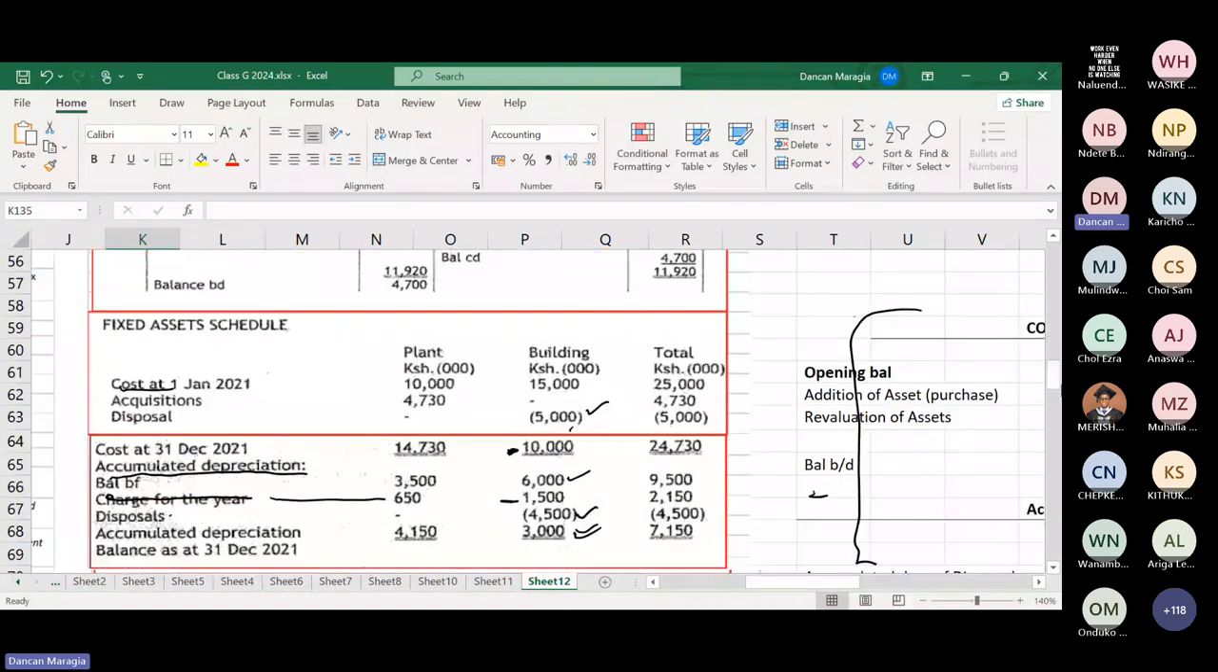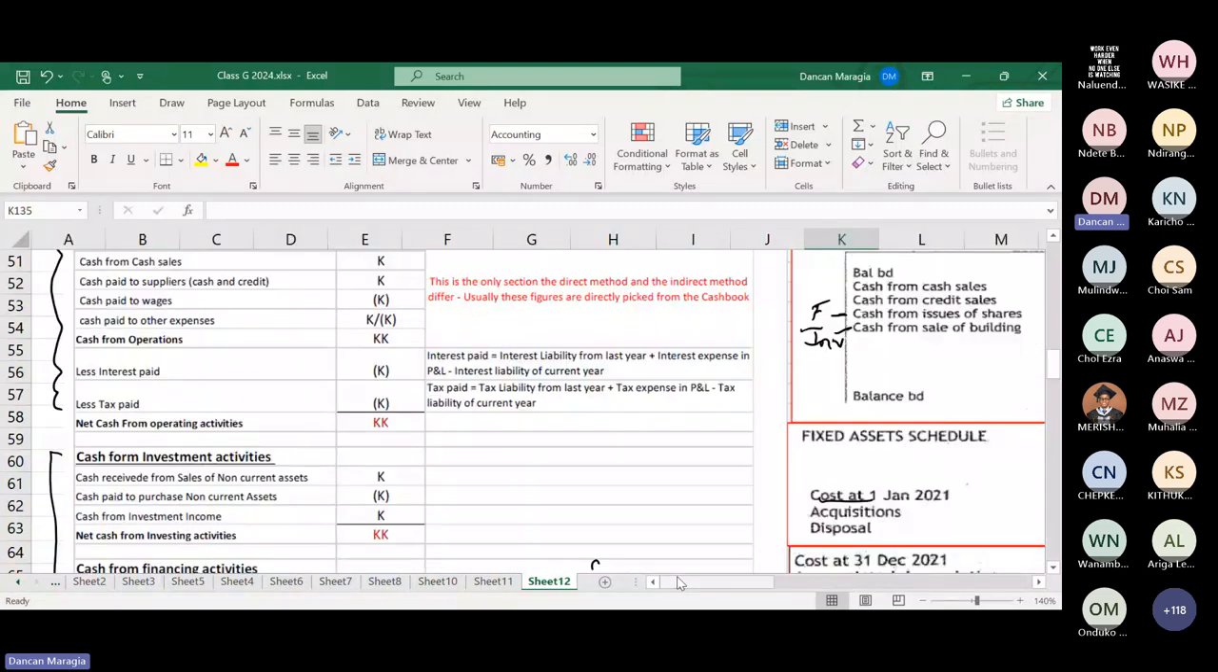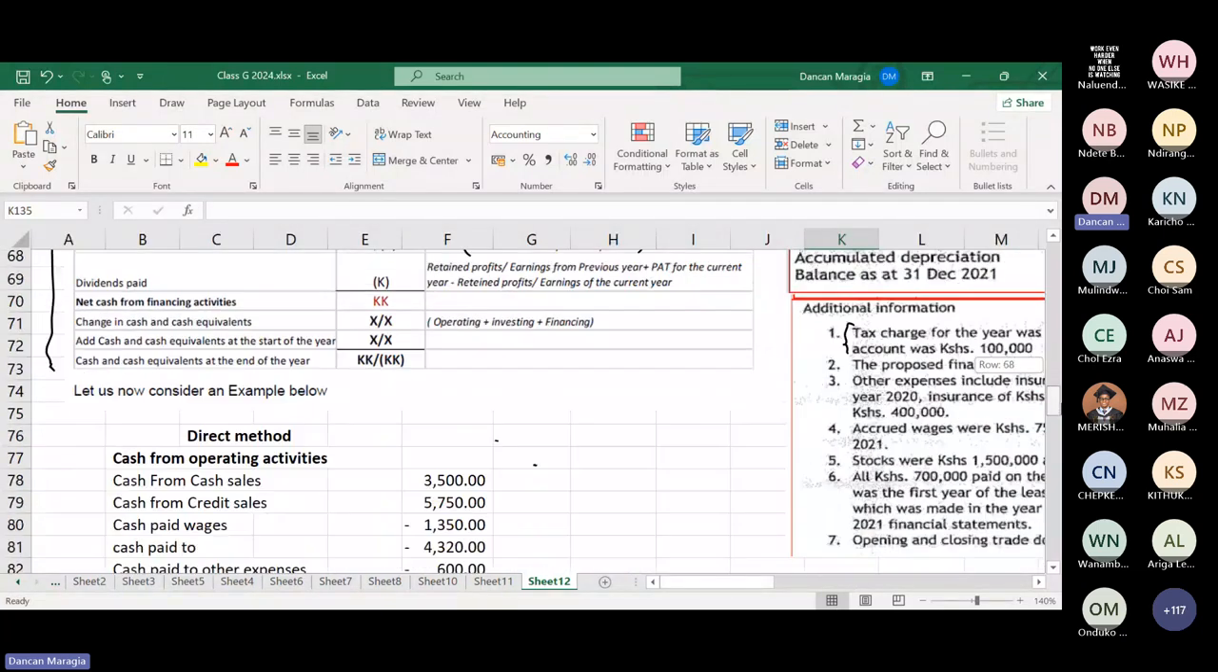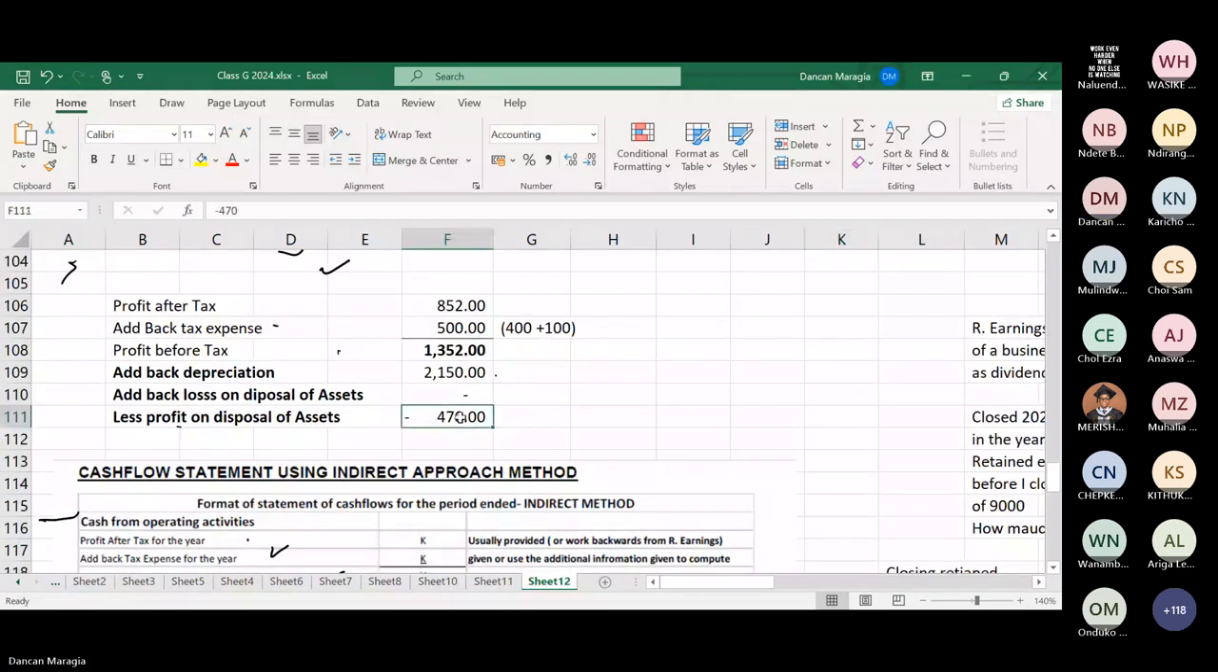So 5,000 minus disposal, 4,500. So 5,000 minus 4,500, we got a remaining value of 500. Then we sold it at 970, which did give us that profit of 470 that we were dealing with there. So that is where we stopped.